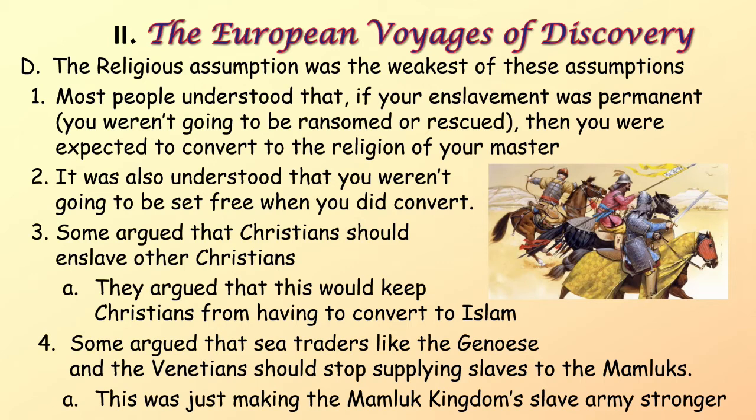Some people argued that Christians should enslave other Christians. They argued that this would keep Christians from having to convert to Islam. Some argued that sea traders like the Genoese and the Venetians, who were oftentimes giving transport service to the Mamluks, should stop supplying slaves to the Mamluks. This was just making the Mamluk kingdom's slave army stronger.